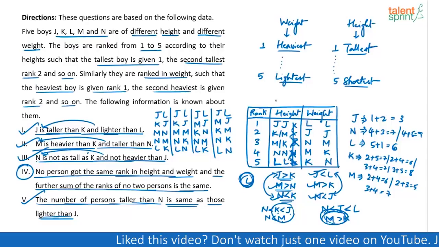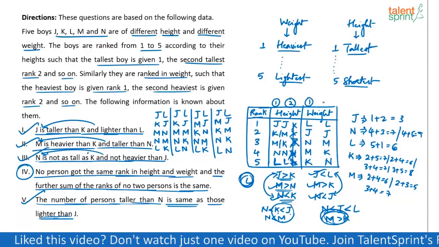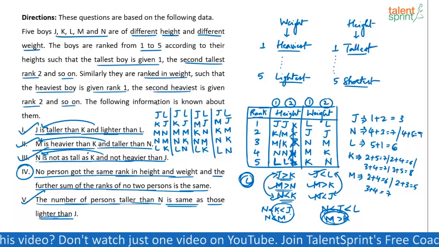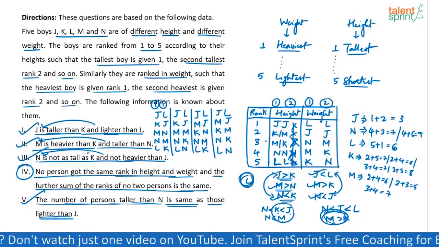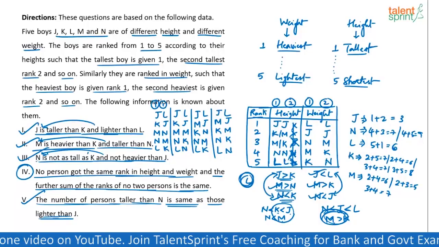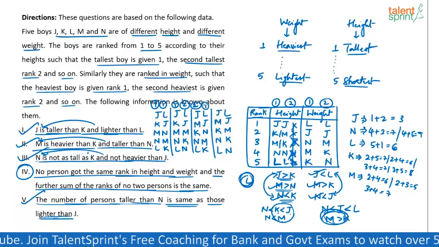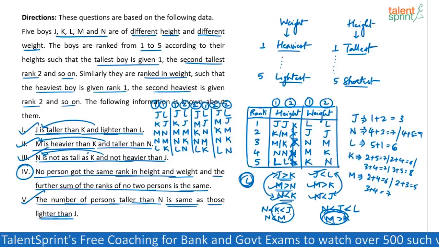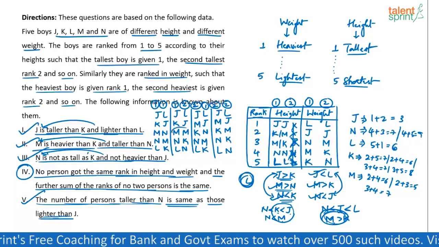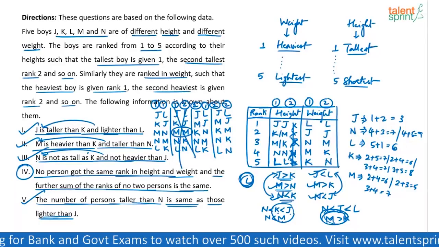This is case 1 of height, case 2 of height, case 1 of weight, case 2 of weight. So if you see, this is the 1-1 combination, 1 with 1: J, K, M, N, L, J, K, M, N, L, and then L, J, N, M, K. This is 1 with 2, this is 2 with 1, and this is 2 with 2. 4 possible combinations. Now 1 with 2 is ruled out because M has got the same rank, M and M. So 1, 2 is ruled out, right?